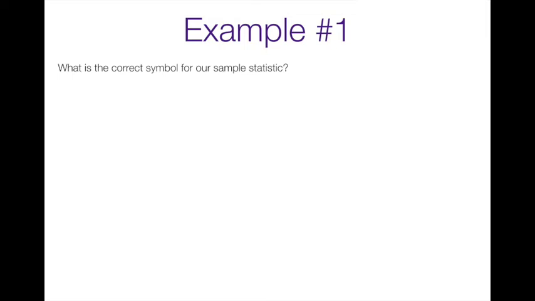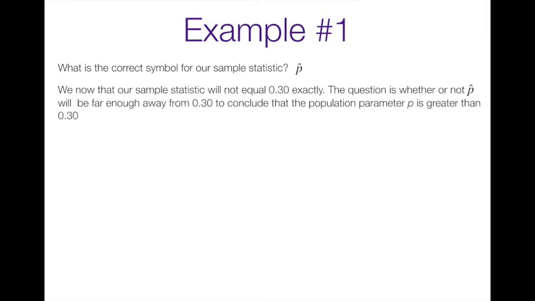And we're about to get a sample statistic, so before we do that, we need to know what to label it, because it is very important starting now to keep track of symbols. So the sample proportion, that's p hat. Now, when we find p hat, it's not going to equal 0.3 exactly, and that's okay. It does not need to. Our question is going to be whether or not it's different enough to conclude that the population parameter p is greater than 0.3.